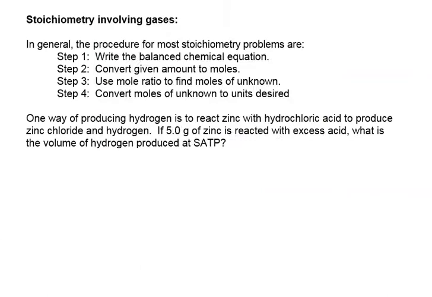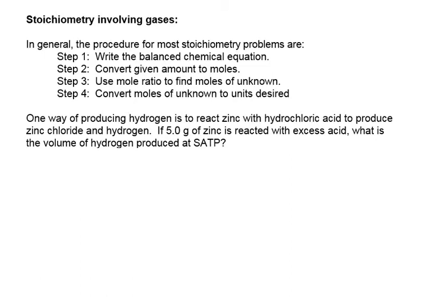This video is looking at stoichiometry involving gases. As with our other stoichiometry problems, there's 4 basic steps. Step 1, write the balanced chemical equation. Step 2, convert whichever thing you know enough about to moles. Step 3, use our mole ratio to determine moles of unknown. Step 4, convert to desired units.